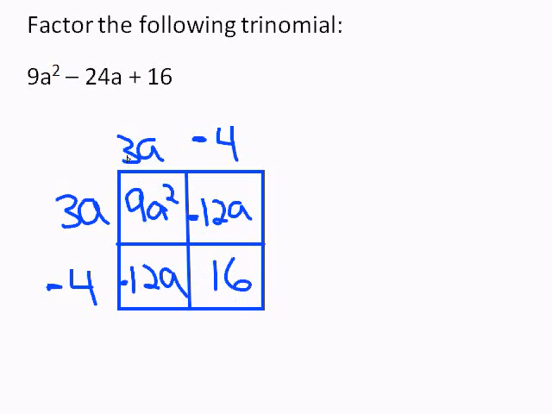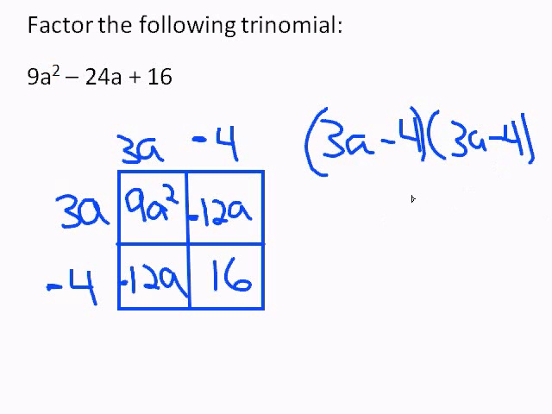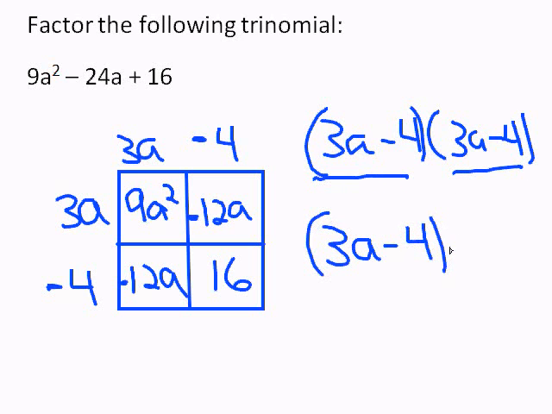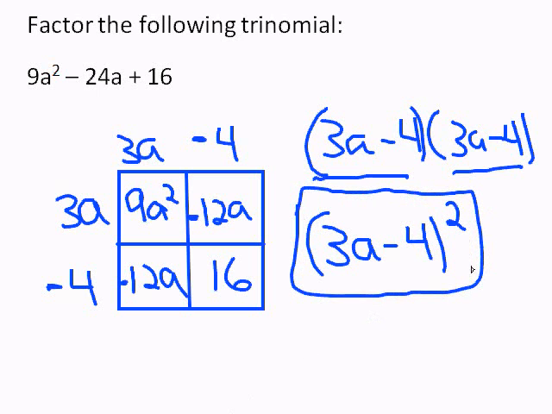So what I want you to notice is that when you have square roots at the first and last term, start your guessing and checking with the square roots of each. And a lot of times you'll find out that you find the right answer right away. So our factors are 3a minus 4 and 3a minus 4. One last note on this type of problem. If you have two of the same factor, 3a minus 4, 3a minus 4, we can write that as 3a minus 4 quantity squared. And actually that's how you'll see it written most of the time.